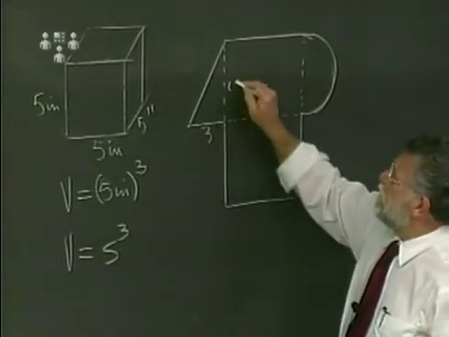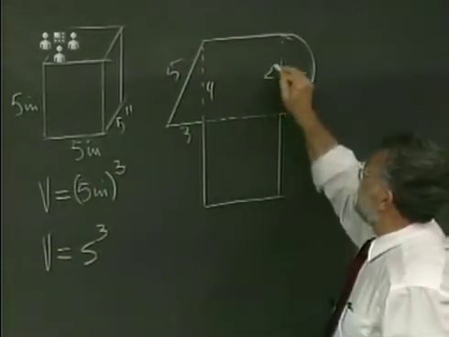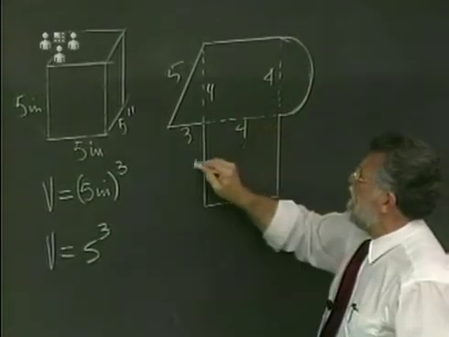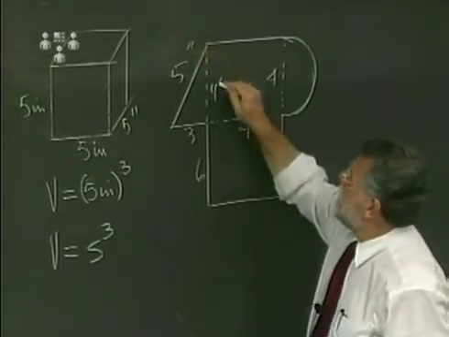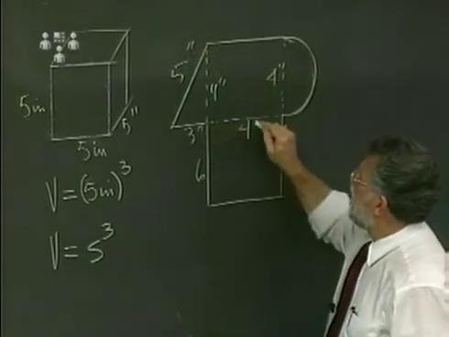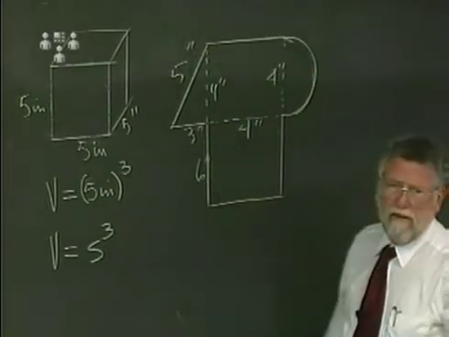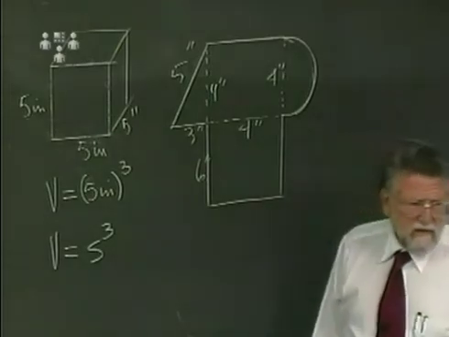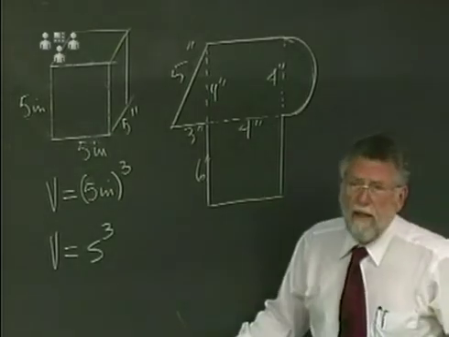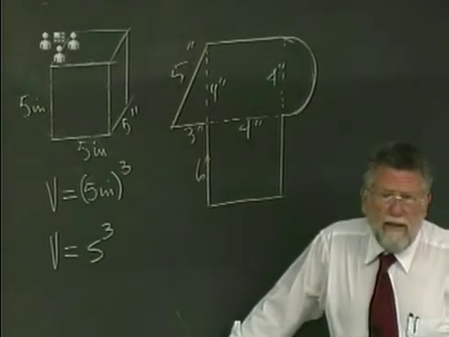This was 3, this was 4, this was 5, this is 4, this is 4. Let's say this is 6. Inches are the quotation marks. Singles is feet. So what did you do to solve a problem like this? Just a reminder.